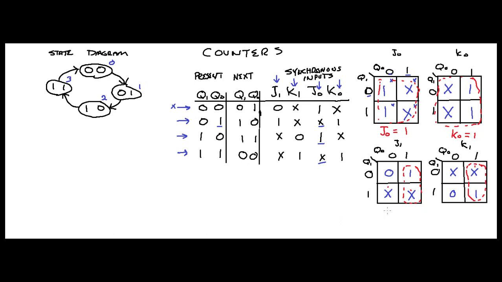So now J1, what's it going to equal? Well, if you look on the side here, it changes, right? It goes from 0 to 1, so we discard Q1. So J1 is going to equal Q0, right? Now K1 is the same thing, isn't it?